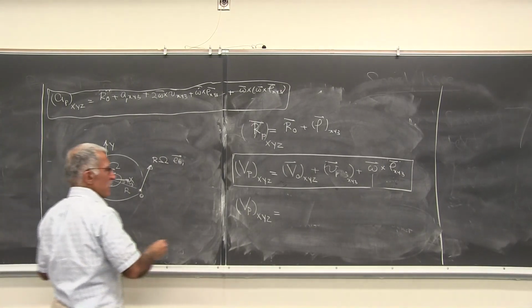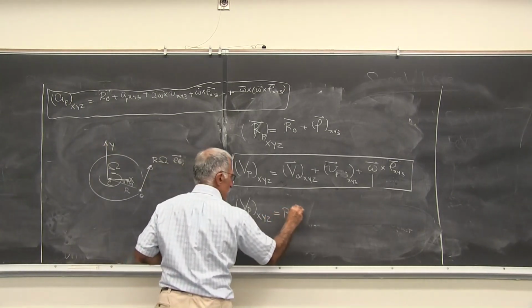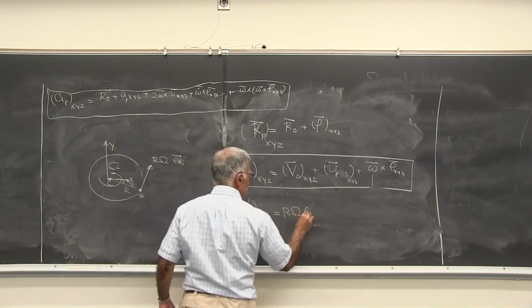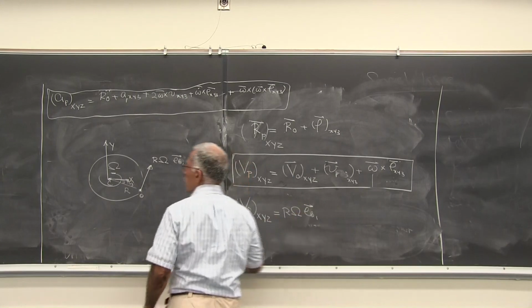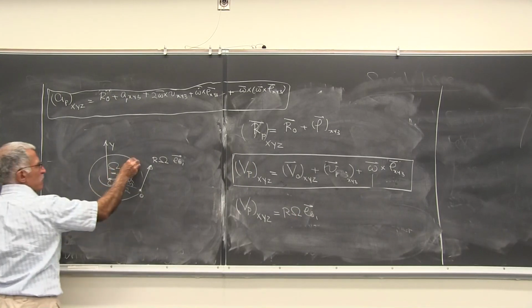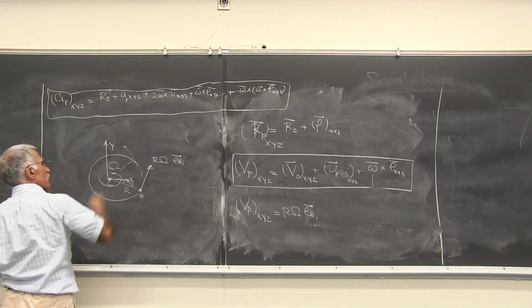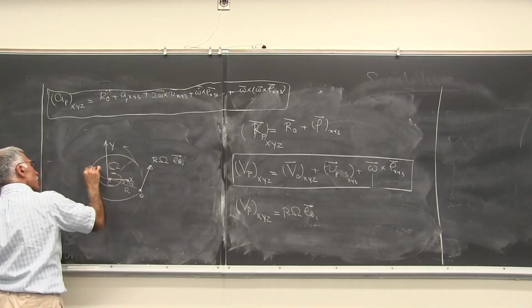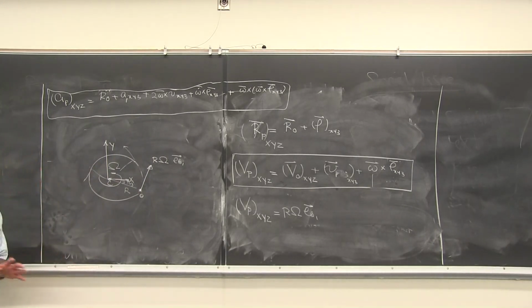So the velocity of that one is r omega, and the direction is E theta 1. And you should be able to say what the direction of that one is at any instance. If the next time this point is here, the velocity is in this direction. If the next time is here, then this point's velocity is in this direction. So you should be able to say the velocity at any time.